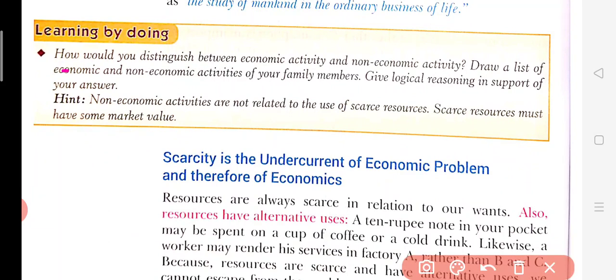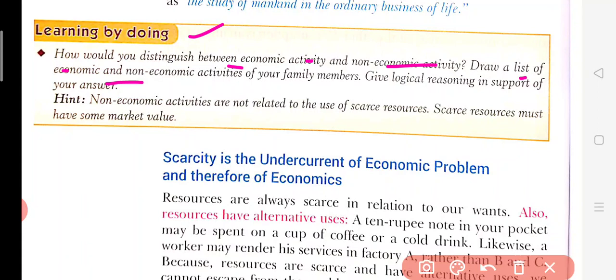How would you distinguish between economic activity and non-economic activity? Draw the list of economic activities. This is a learning by doing concept, so you should know what is economic activity and non-economic activity. Suppose at your home, for economic activity, you can produce something and sell it to someone. It can be a sandwich or anything. You can make it for 10 rupees and sell it for 20 rupees. So 10 rupees additional income you have earned. This is how income is generated.